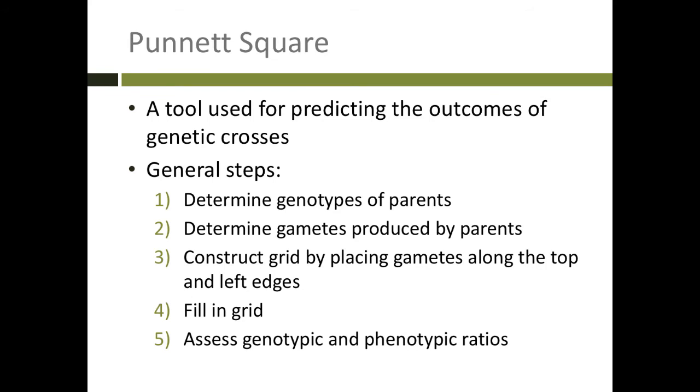When we do a cross, we set up a Punnett square, which is a tool that helps us predict the possible genotypic and phenotypic outcomes of a cross. To do a Punnett square, there's a set of steps you can follow to make sure you set it up correctly. We will walk through it together. It consists of determining the genotype of the parents, determining the gametes produced by the parents, setting up the grid, filling in the grid, and then finally assessing the genotypic and phenotypic ratios.